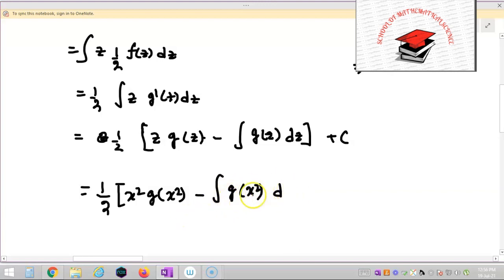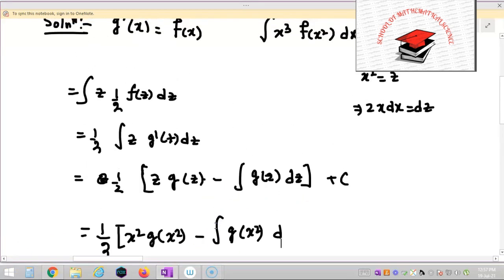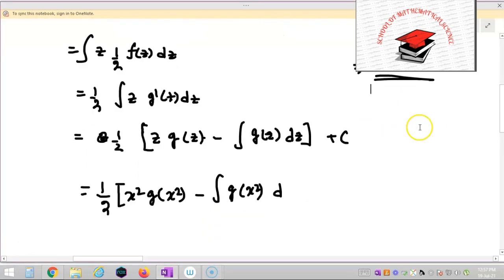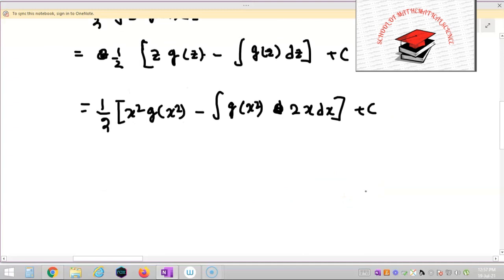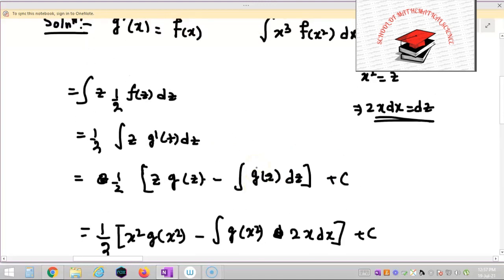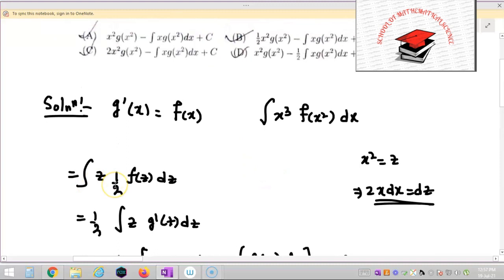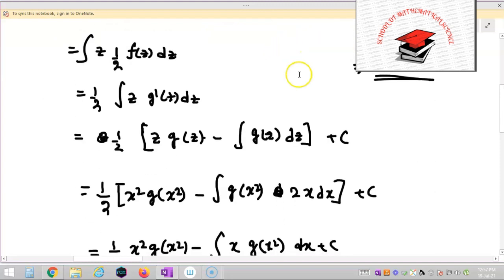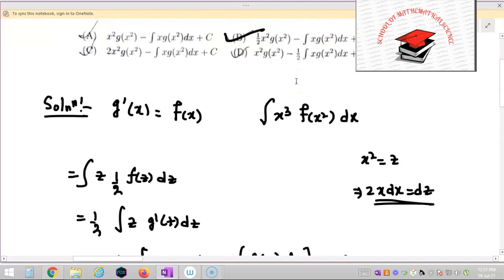The value of dz is 2x dx, so I am writing this 2x dx, plus some constant c. So that will be 1 upon 2 x square g of x square minus integration, these two cancel out, so that will be integration x g of x square dx plus some constant c. So this is our answer, and option B is our correct option. Okay students, so option B is our correct option.